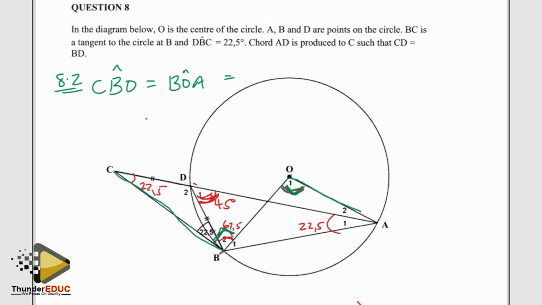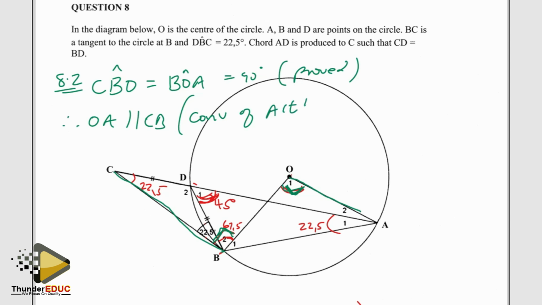We've proved from above. Therefore, OA is parallel to CB. Reason: the converse of alternate angles.